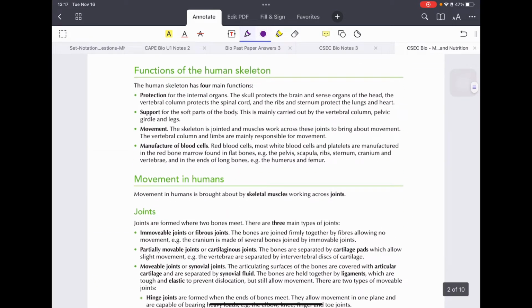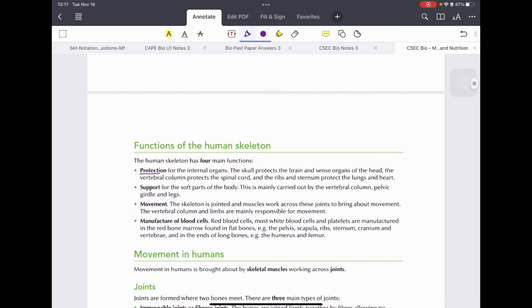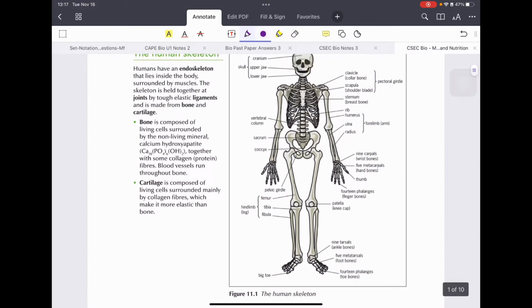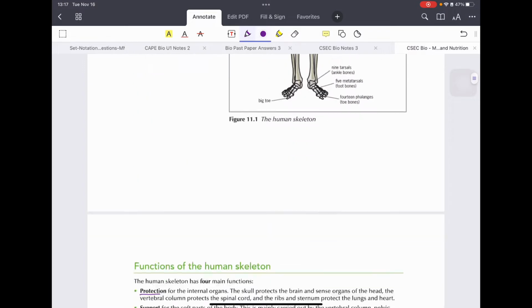So let's get some functions of our skeleton first of all. So the skeleton in a human has four main functions. Protection is by far number one. Okay, the bones are there to protect our organs. So let's take, for example, our rib cage. Our lungs and our heart are behind the rib cage. Okay, so the rib cage protects our lungs and heart, right?